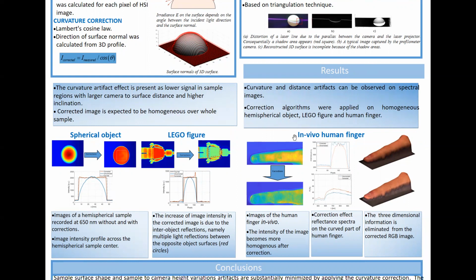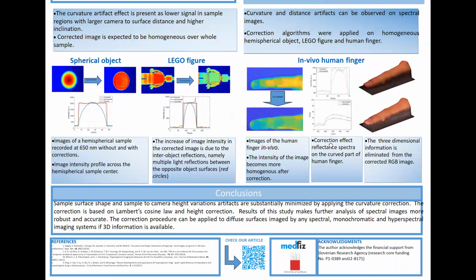If we look at the last result, which is the in vivo human finger, we can see on these images here and on these images here that the intensity over the finger became more homogeneous. We can also see how the correction affects reflectance spectra on the curved part of the human finger.